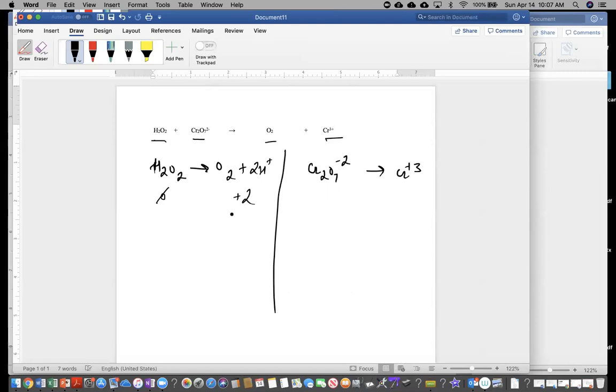Okay. That makes sense to you? So you're going to add 2 electrons on this side. Just to avoid any confusion, I'm going to erase these numbers. Quick question, Amon.